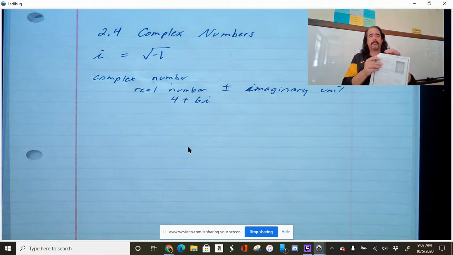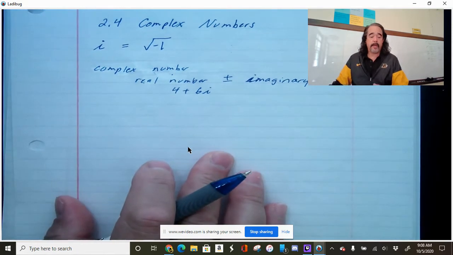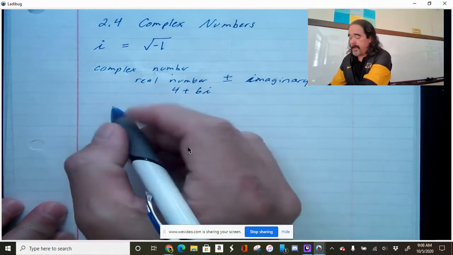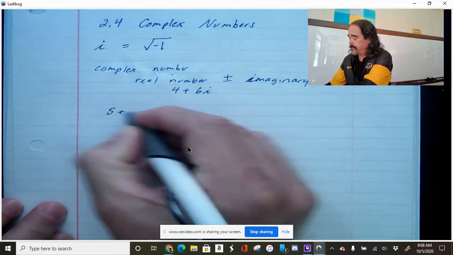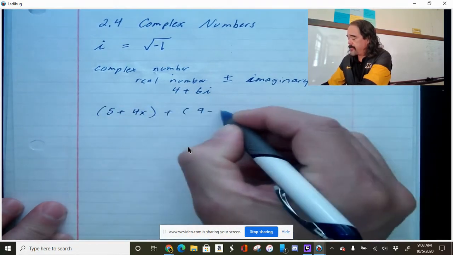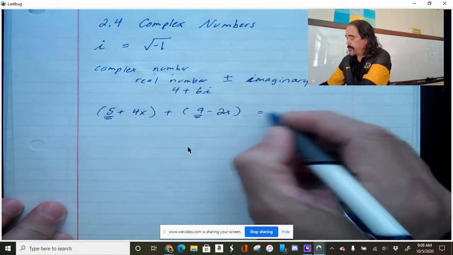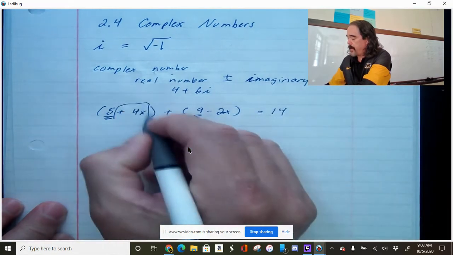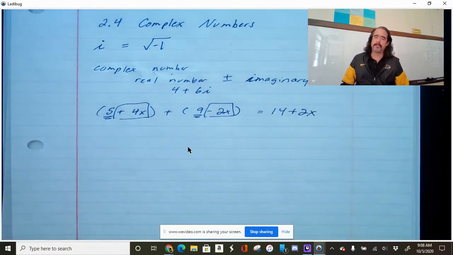All right, now, one of the things that you're going to have to be able to do is add and subtract complex numbers. And that's done exactly the same way as we would do variables. For example, if we did 5 plus 4x and we wanted to add that to 9 minus 2x, well, you'll combine like terms. 5 and 9 is equal to 14, and positive 4x and negative 2x is equal to a positive 2x. All right, so you're going to do the exact same thing here.